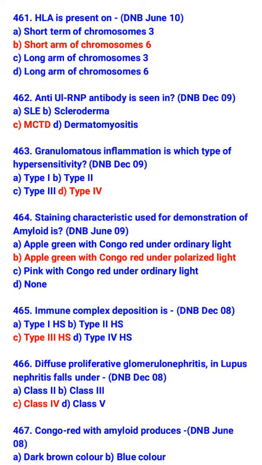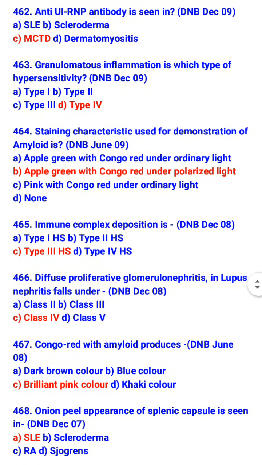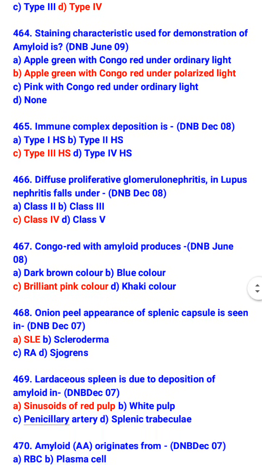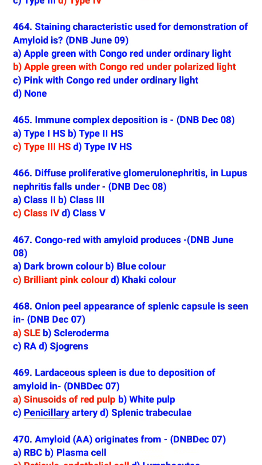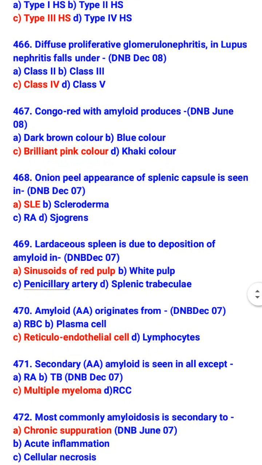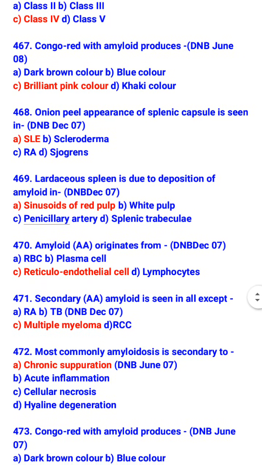Staining characteristic used for demonstration of amyloid is apple green with Congo red under polarized light. Immune complex deposition is type 3 hypersensitivity. Diffuse proliferative glomerulonephritis and lupus nephritis falls under class 4. Congo red with amyloid produces brilliant pink color. Onion peel appearance of splenic capsule is seen in systemic lupus erythematous. Lardaceous spleen is due to deposition of amyloid in the sinusoid of the red pulp.